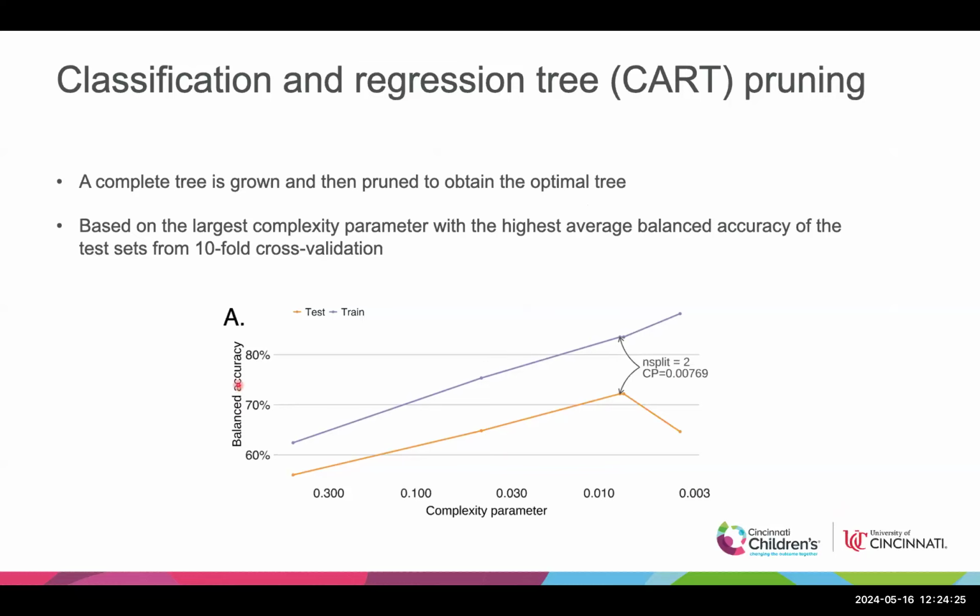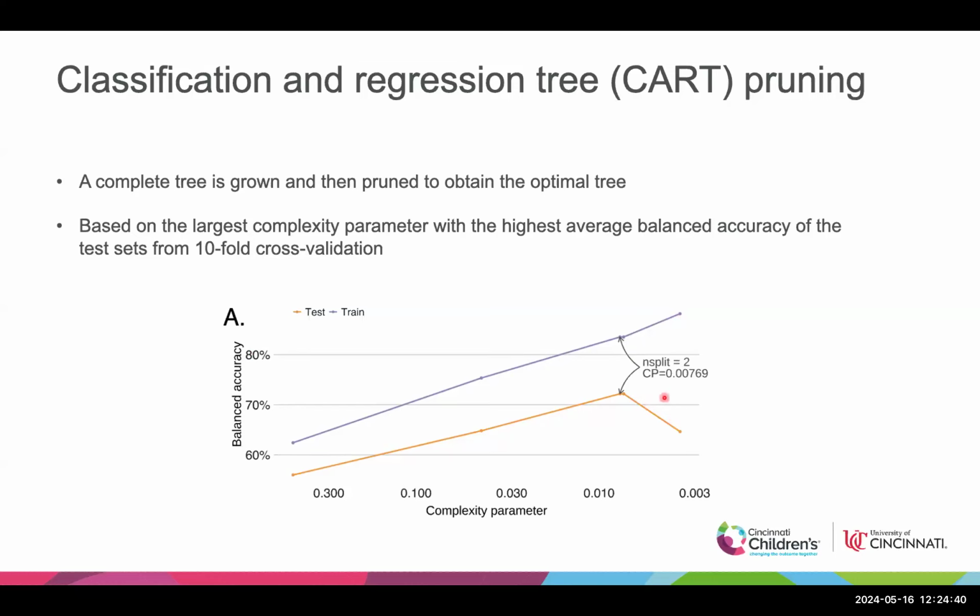You can see here in purple on the y-axis is the balanced accuracy. For the training set, the further to the right we get, the more splits we have. The training set of course has a much better accuracy the deeper we grow our tree. But the test set gets worse because at this point we start to overfit.